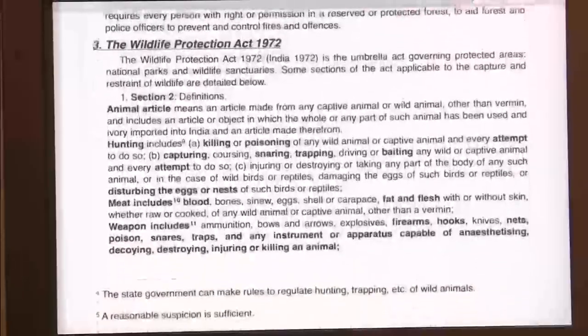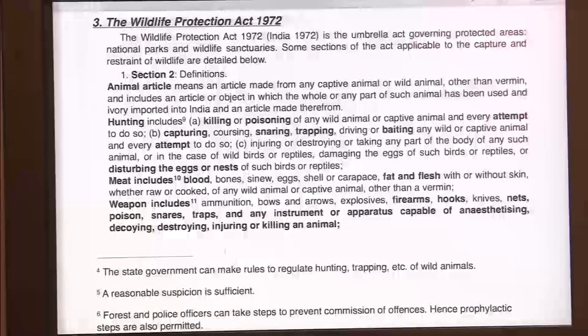Now, the Indian Forest Act was not specifically made for wildlife. Because of that, we had another act, the Wildlife Protection Act of 1972, and this deals with the aspects of wildlife in much greater detail as compared to the Indian Forest Act.